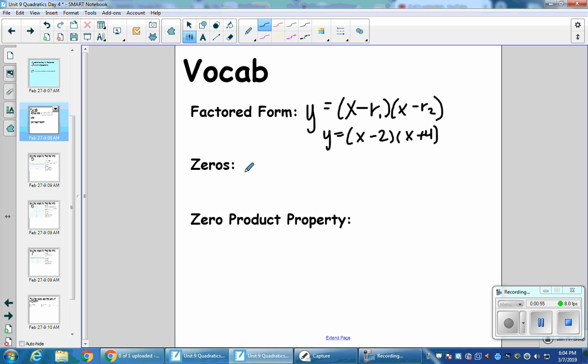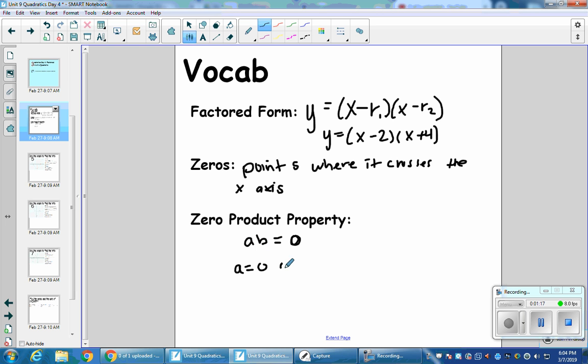Zeros are the points where it crosses the x-axis. And the zero product property just says the only way I can multiply to get 0 is if A equals 0 or B equals 0. In other words, 0 times anything is going to be 0. Okay? All right, so first we're going to start looking at the graphs.